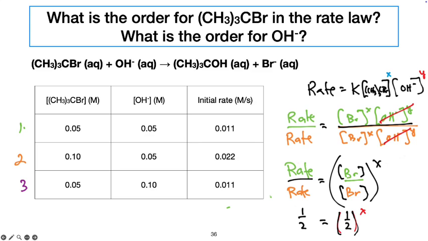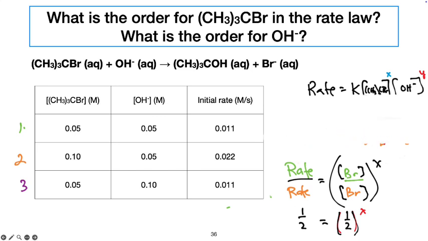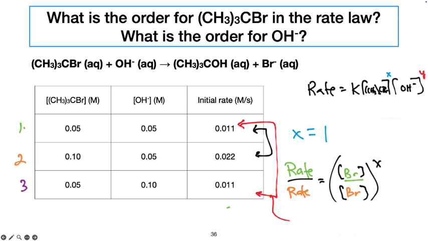So, long mathematics told us, when I compare experiment 1 to 2, that X equaled 1. What other experiments could I compare? Because I don't know Y yet. 2, 3, 1, 3. I could compare experiments 1 and 3. I can go through all the mathematics.